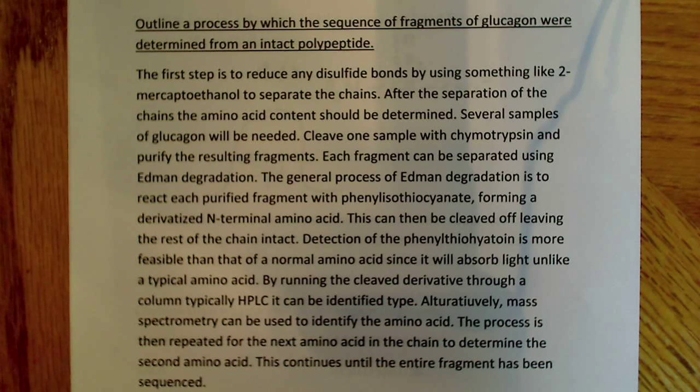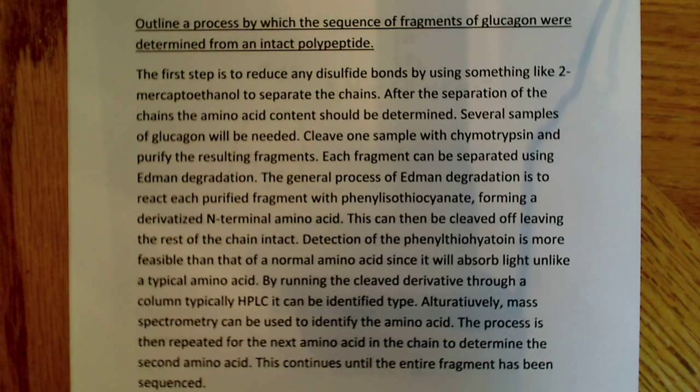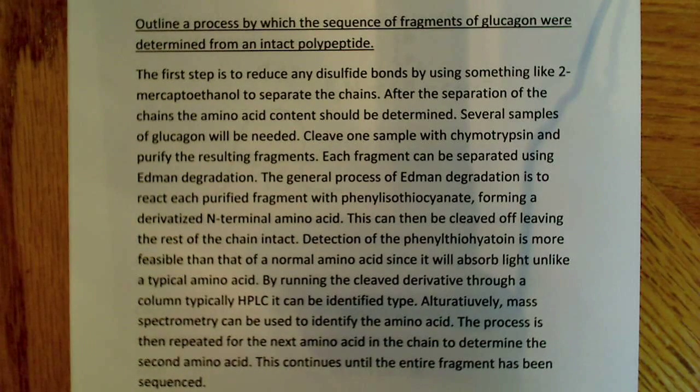The general process of Edman degradation is to react each purified fragment with phenyl isothiocyanate, forming a derivatized N-terminal amino acid. This can then be cleaved off, leaving the rest of the chain intact. So you react it with phenyl isothiocyanate, and it basically becomes a derivatized amino acid, and it can be cleaved off, just one amino acid at a time from each fragment, leaving the rest of the chain intact.